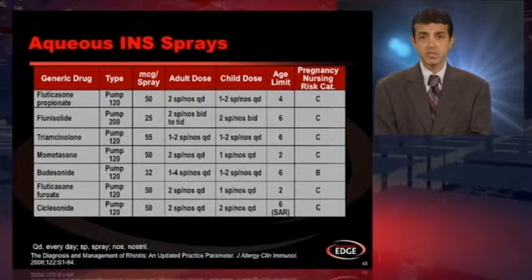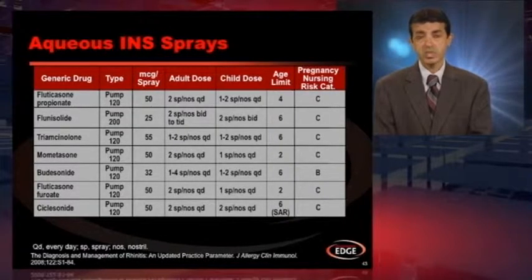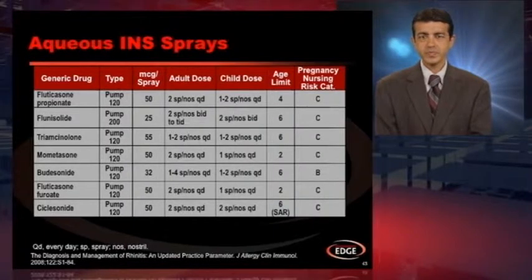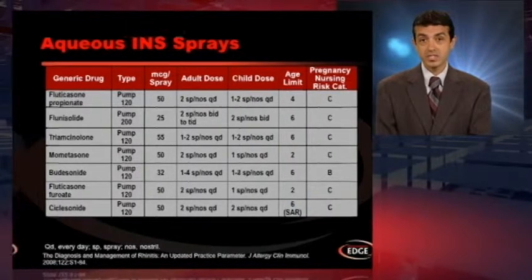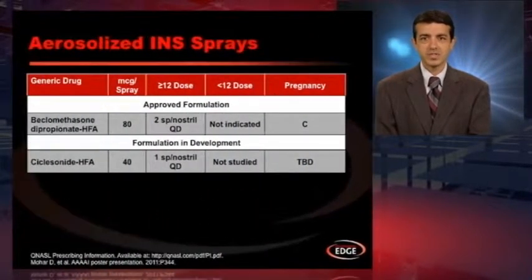Some of this was based on the fact that they had a large Swedish database of pregnant women, and therefore they were able to obtain a higher rating. Most likely they all behave the same, or it's a class effect, but nevertheless it's important to know that budesonide has a rating B. There are two new aerosolized or non-aqueous intranasal steroids now in the market, similar to some we had in years gone by.